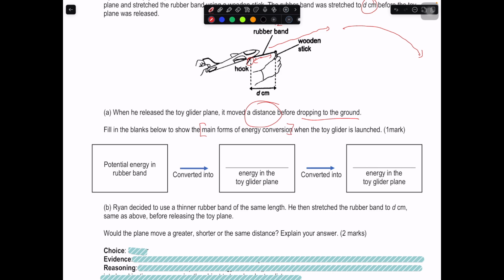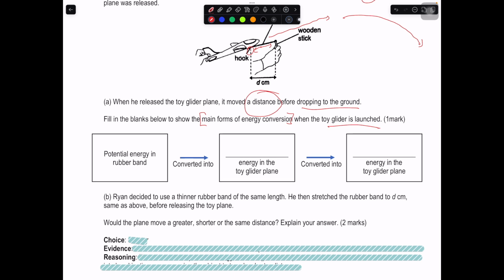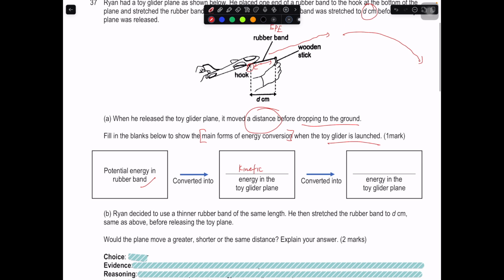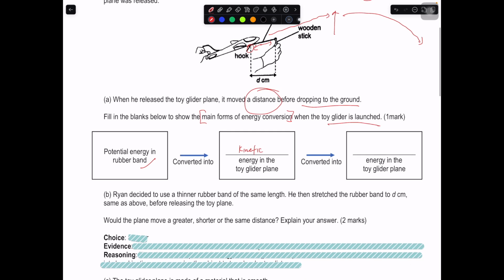Okay, when the toy glider is first launched, the potential energy in the rubber band will first be converted to kinetic energy, because the toy glider plane has to move a distance. As it moves, it will climb higher and higher above the ground until it reaches a maximum height, then it starts to drop down due to the pull of gravity. So this one is potential. So in this case it will be kinetic and potential.